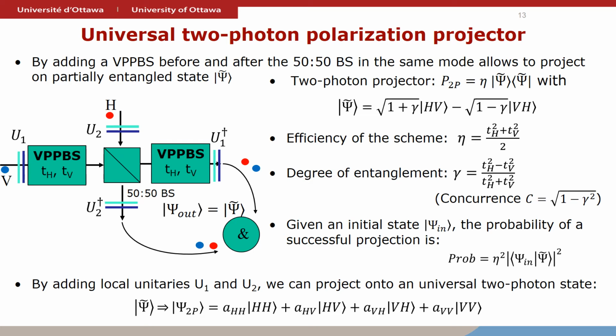Now, in order to transform the projection onto psi tilde into a projection onto psi2p, what we do is add local unitaries U1 and U2 before and after the 50-50 beam splitter that allow us to project onto the state psi2p and that allow us to control any of the values of the four coefficients AHH, AHV, AVH, AVV. Also, in the same way as for the case of the one-photon polarization projector, if you don't need to leave your system in the state psi2p, then you can remove the VPPBS and the local unitaries placed after the 50-50 beam splitter.